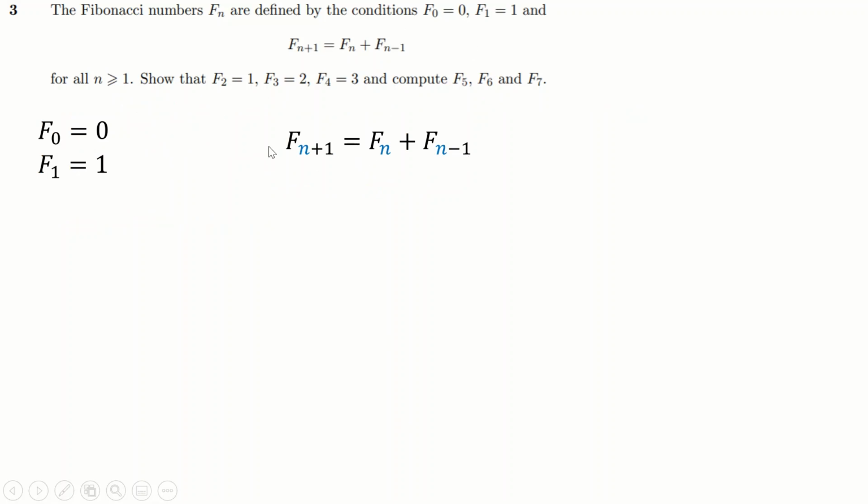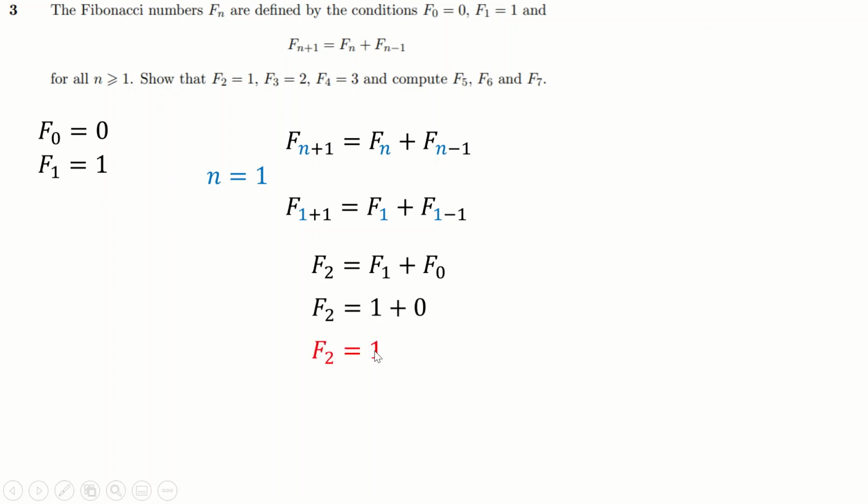This is the recurrence relation, just writing down what they've given in the question. Show that this is true, and then compute this. If you're given "show that," you need to do this super overtly and carefully and display all of your working. So what you're saying is, if n is 1, then this term becomes f of 1 plus 1, this becomes a 1, this becomes a 1, and you get f of 2 as 1 plus 0. And then you substitute in the values that you know. You know f of 0 is 0 and f of 1 is 1, so f of 2 is 1. This is the kind of thing you want to do if it says show that.